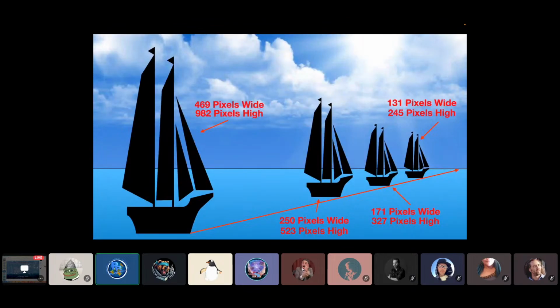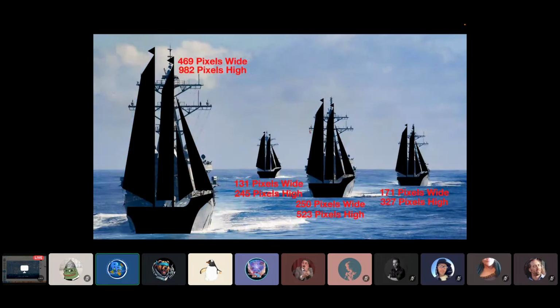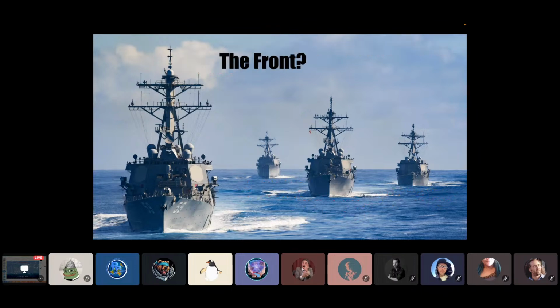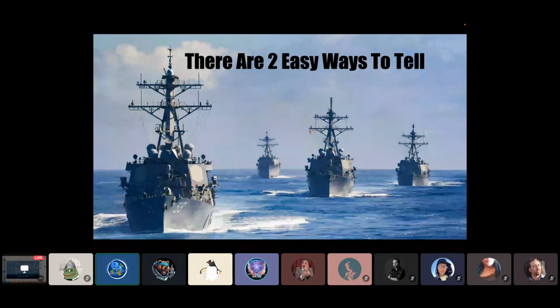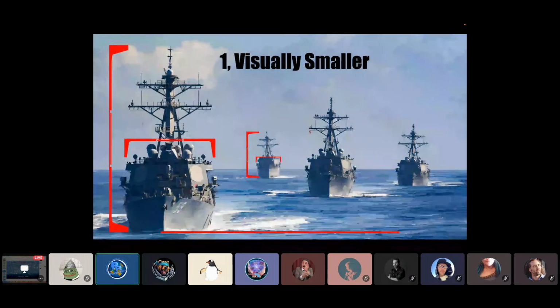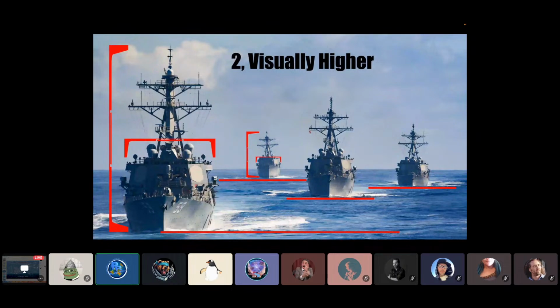All right? And so this is apparent here where we see something like this. This is how we see everything. We'll go here, right? So I've just done all these same things and put them at ships that are the same size. And so now we have the ships that are the exact same size. And we do the same questions. Which ship is at the back? Which ship is at the front? We know there's two easy ways to tell it. This one is visually larger and it's visually lower. That one's visually smaller and it's visually higher.